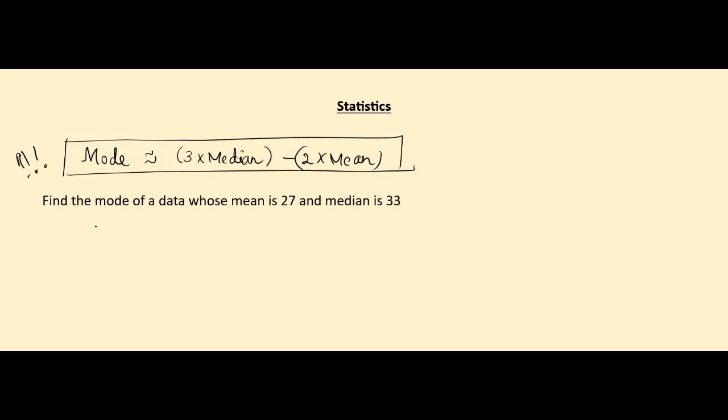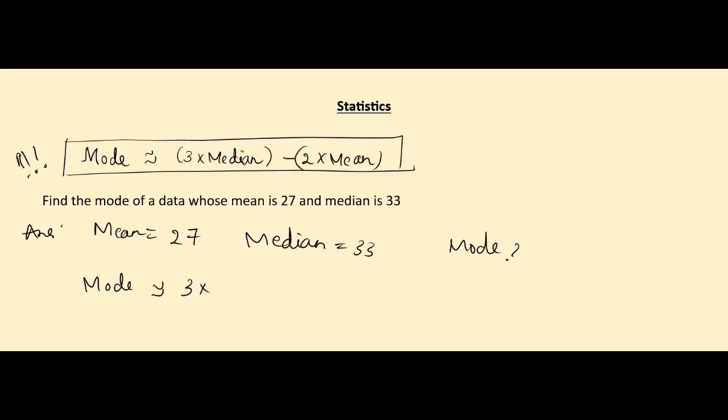So here they have given mean, which is equal to 27, and median is 33. We have to find the mode. Mode is how much? Mode is approximately 3 into median minus 2 into mean. While writing the answer for this, you have to write this formula.